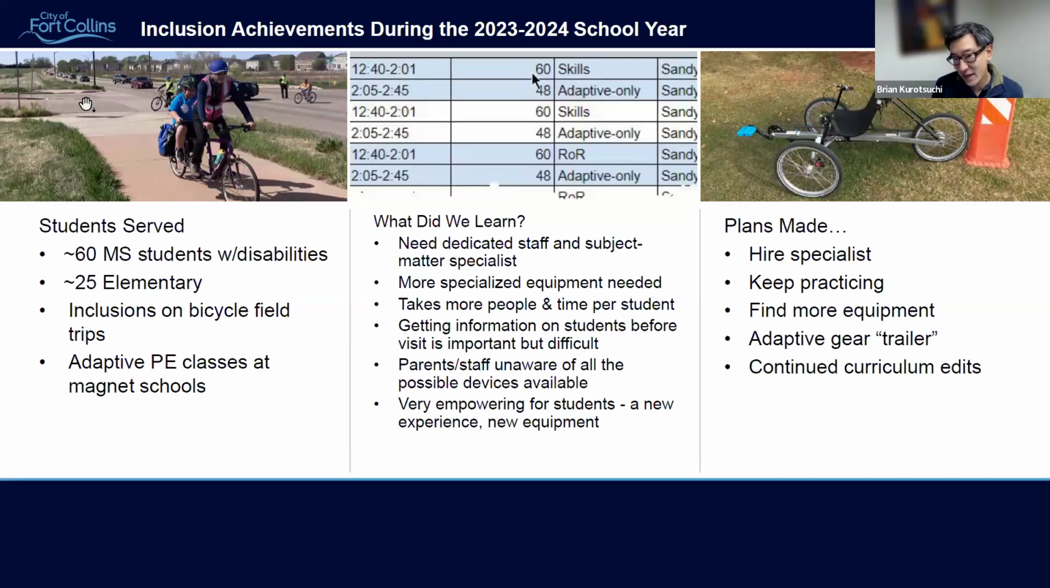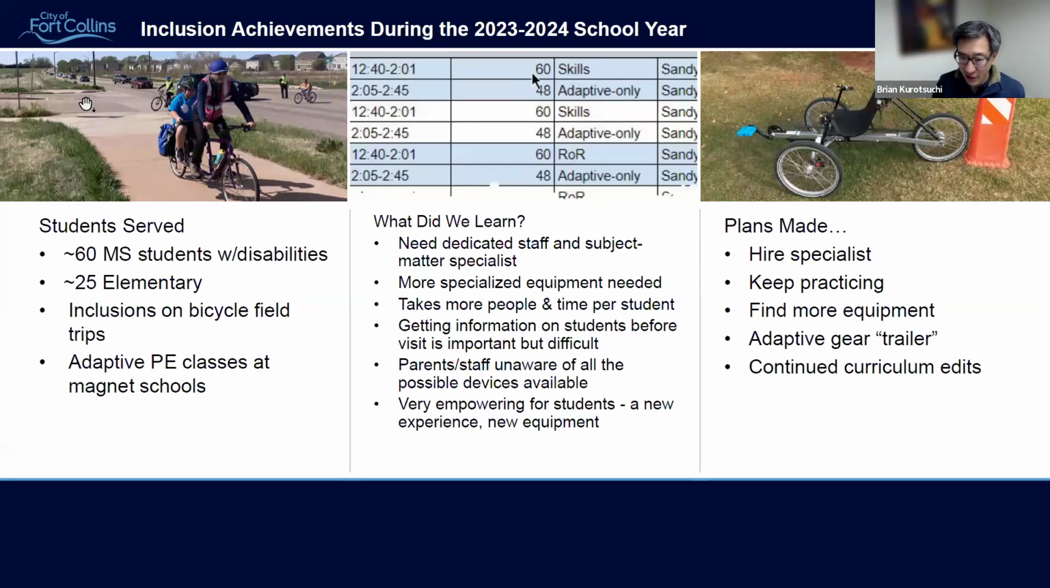And then what plans have we made as we go forward, because we are nowhere near as advanced as Bike First. We're just starting at this. So what we want to do is hire a specialist who has special ed experience, or anything actually in the field, so they have knowledge in this area. We've been calling it the subject matter specialist. Hire that person. Keep practicing, because all of education is about practice, right? Find more equipment, of course, always need equipment.